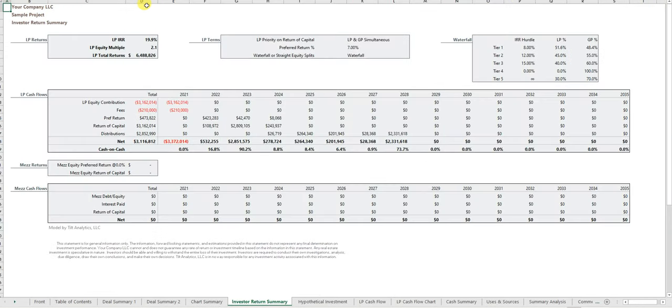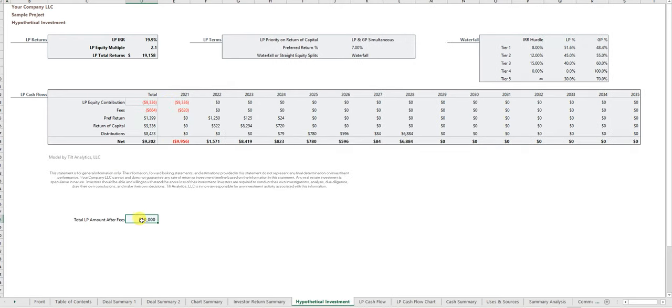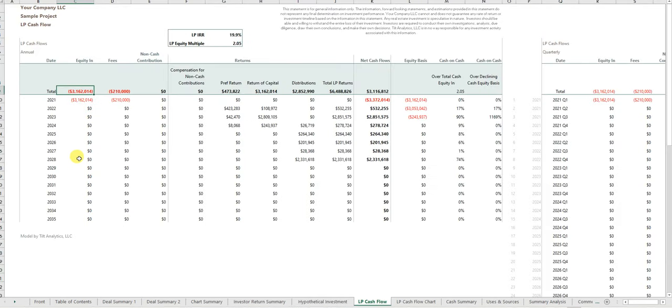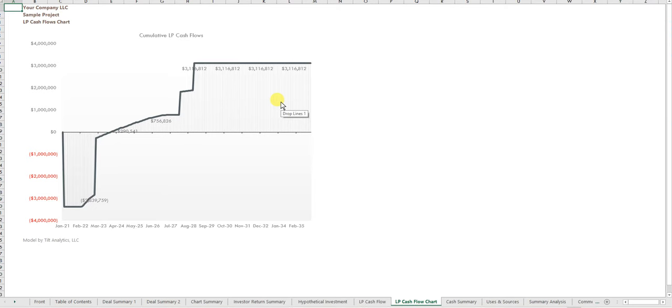There's two different sheets on the investor return summaries, just to look at it different ways. You can have summary returns, the LP/GP agreement, cash flows in each year. You also have a hypothetical investment, so you can talk to potential LPs and say, what if they put in X amount of dollars, and you can see returns based on that figure. The other LP cash flow look: equity in, fees, pref return, return of capital distributions in each year. A chart of the cumulative LP cash flow.